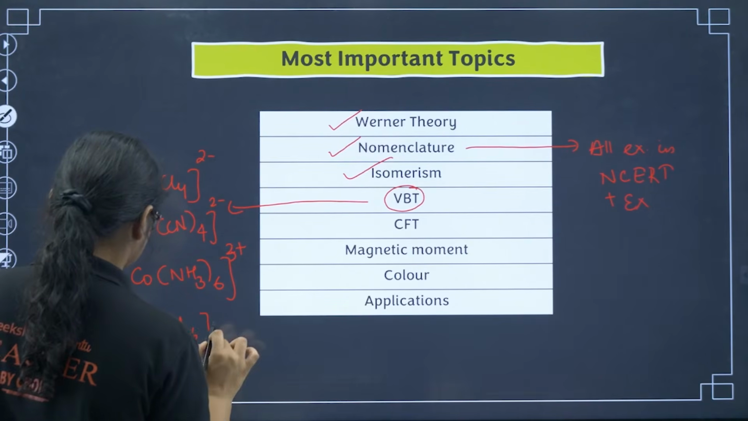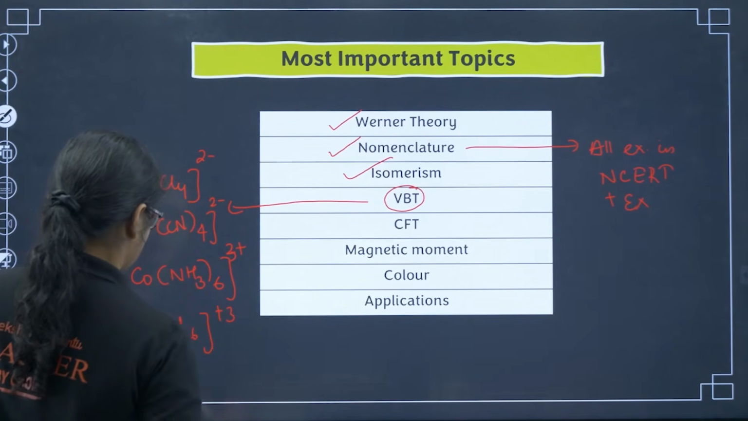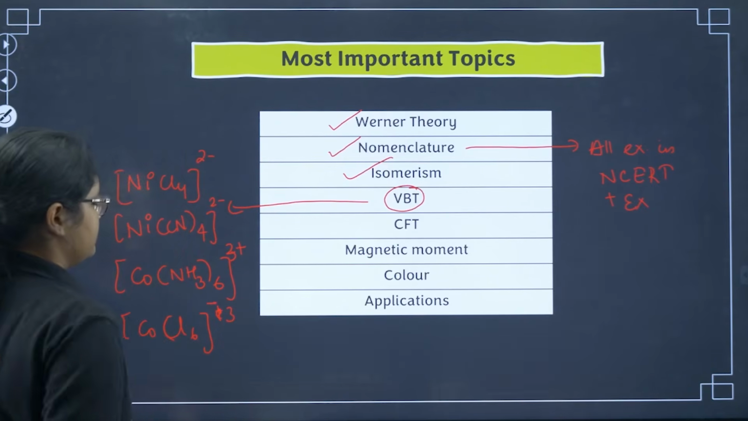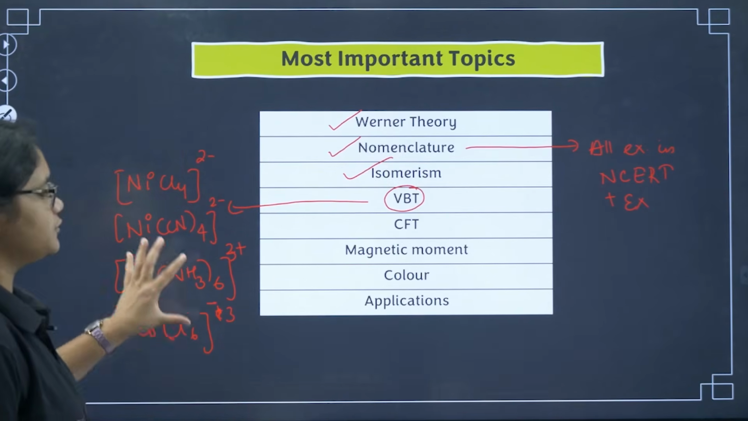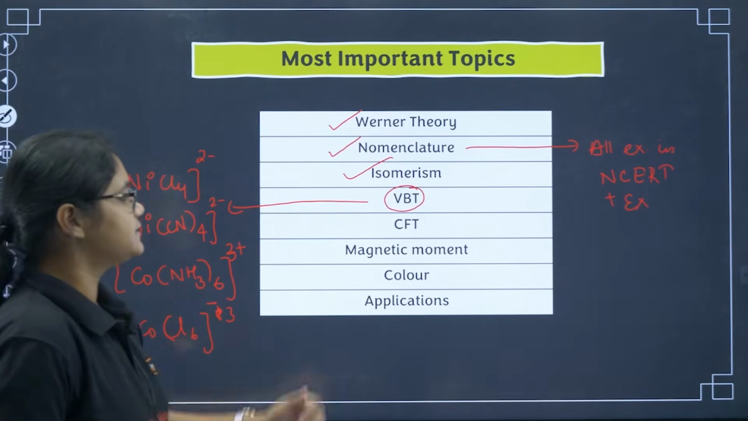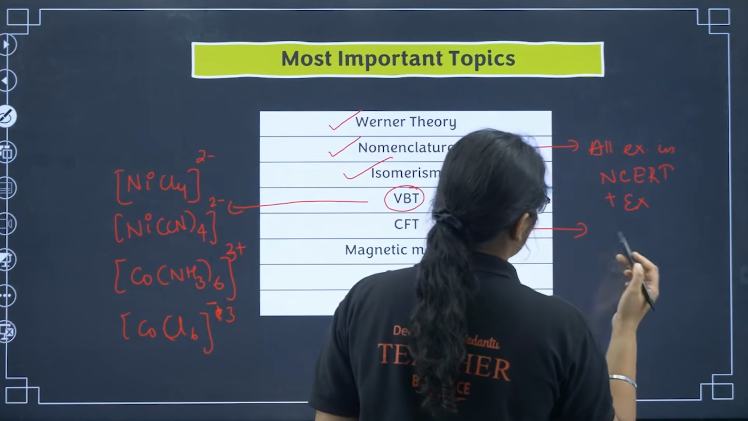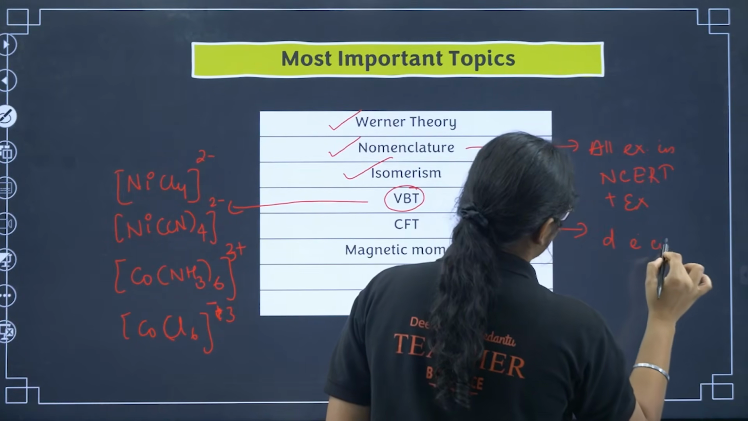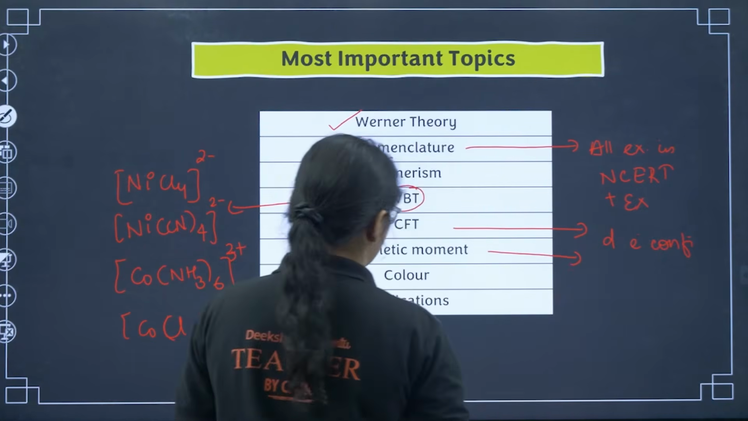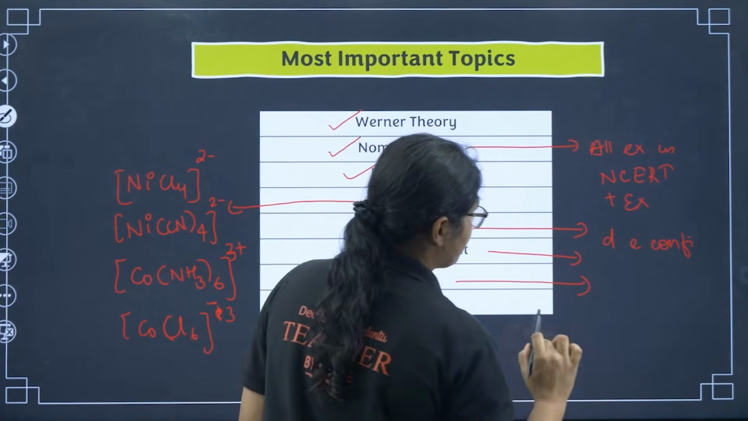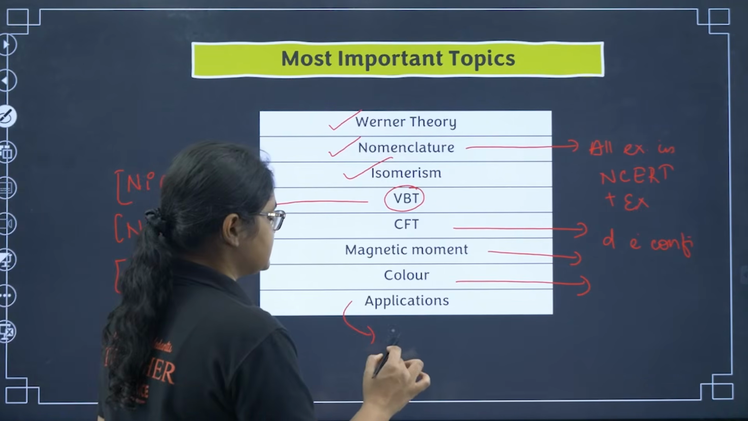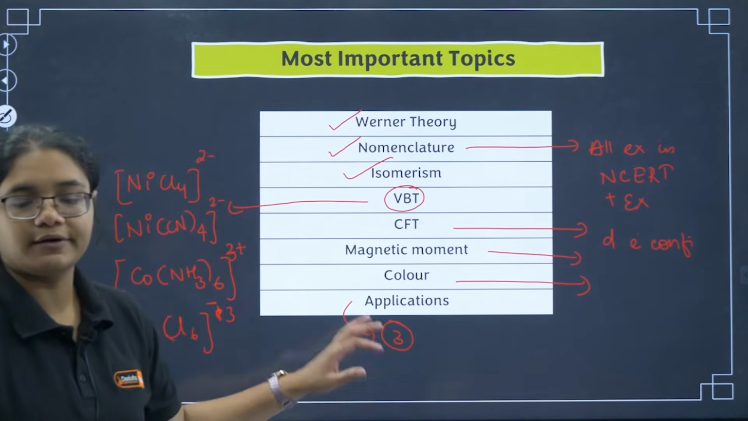and we have one more compound, [CoF6]3-, sorry. So these four compounds, whichever four compounds are given in NCERT, you have to prepare that. Then in CFT, you should know about the d electron configuration. That is important. Magnetic moment, how to calculate, you should know. Color, 2 questions I have done in the chapter, those 2 questions you should prepare. And applications, any 3 applications you should remember here.